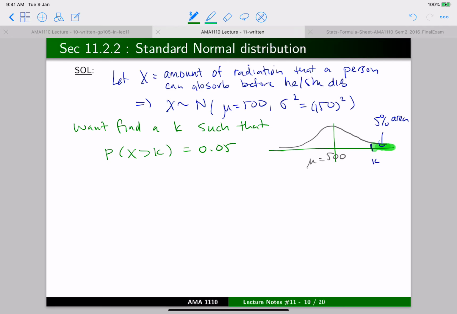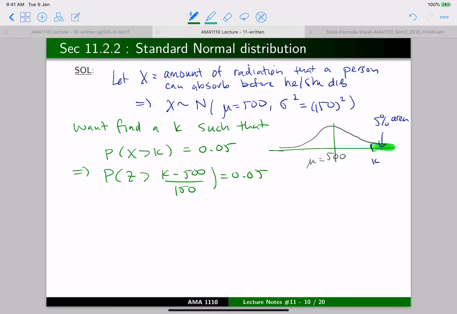So how do we find this small k? Well, we normalize because we don't know how to calculate the area underneath a normally distributed random variable. But we know how to calculate the area underneath the standard normally distributed random variable, which is Z. So we normalize: k minus mu, which is 500, over sigma, which is 150, equals 0.05.